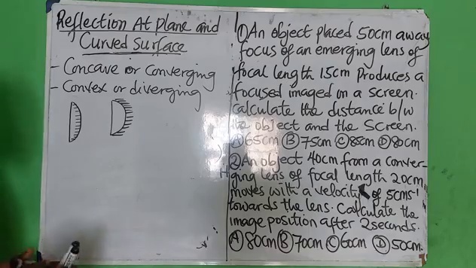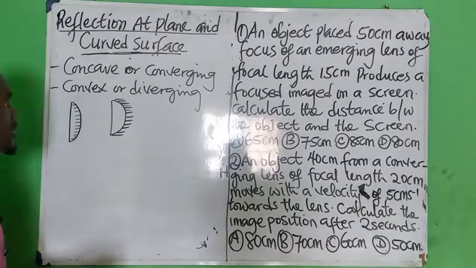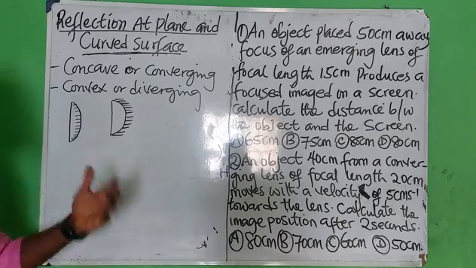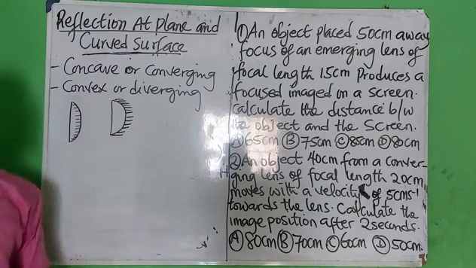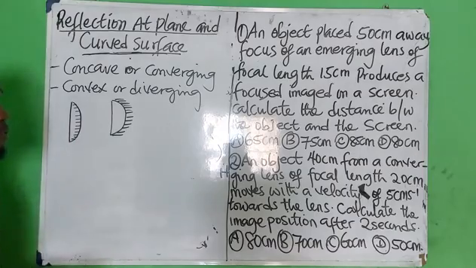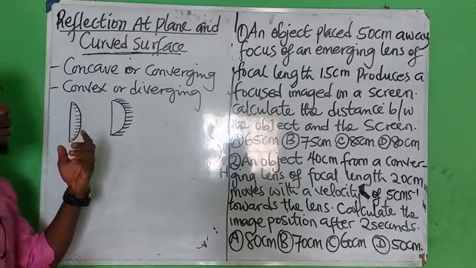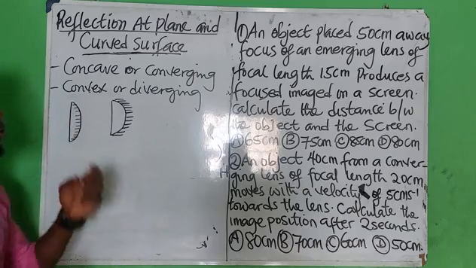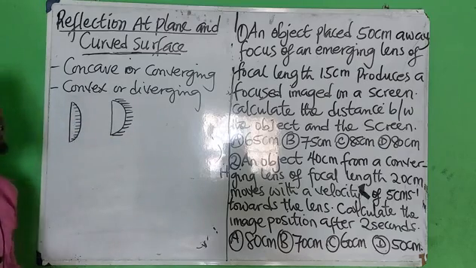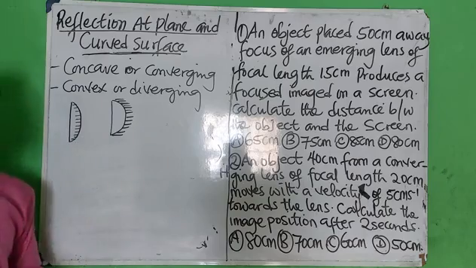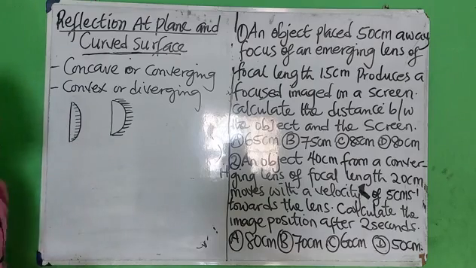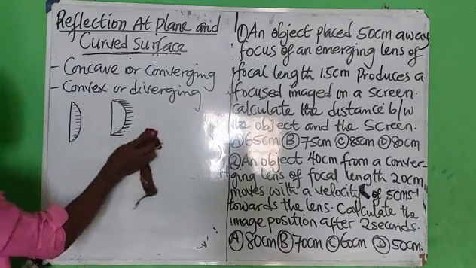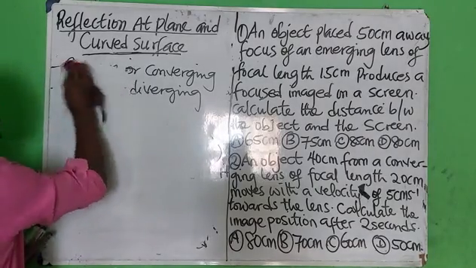Don't worry, as time goes on, I'm going to be explaining the different terms associated with curved mirrors, such as vertex, principal axis, principal focus or focus point, radius of curvature, and center of curvature. All right, so I'll rub off what I've written.